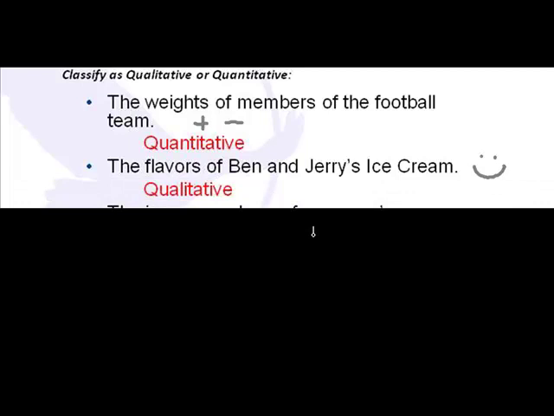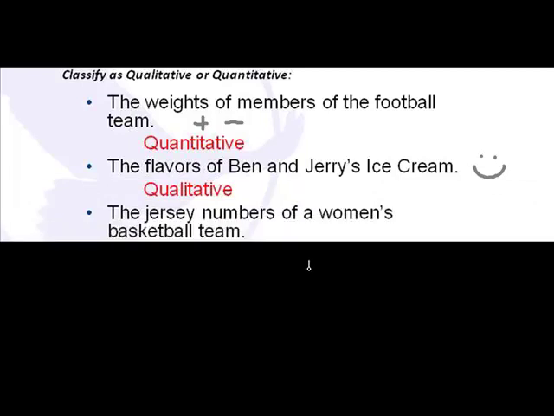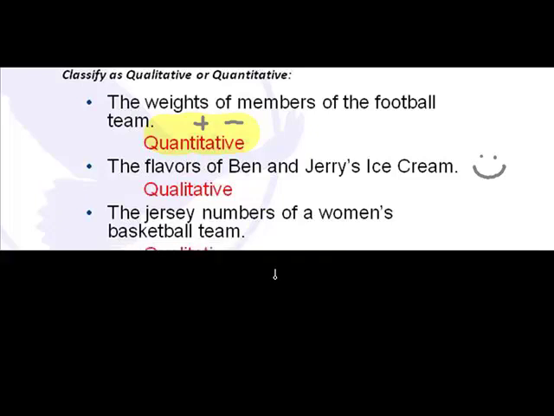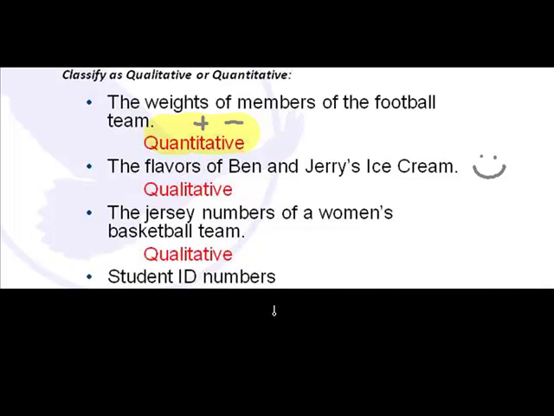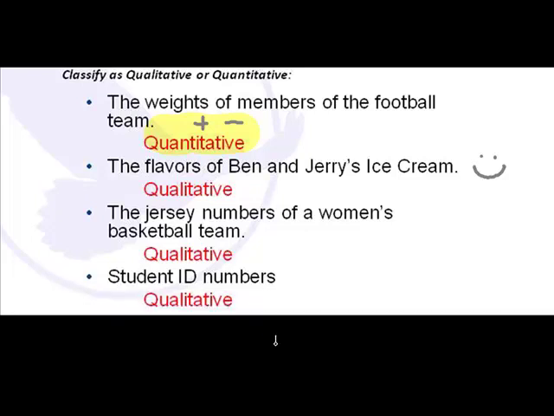Qualitative. The jersey numbers of the women's basketball team. Yes, they're numbers, but let me highlight that when we're talking about quantitative, we should be able to add and subtract these. And that doesn't really make a lot of sense here. So this is qualitative. Student ID numbers. Same idea. Numbers, but you can't add and subtract them. This too is qualitative.